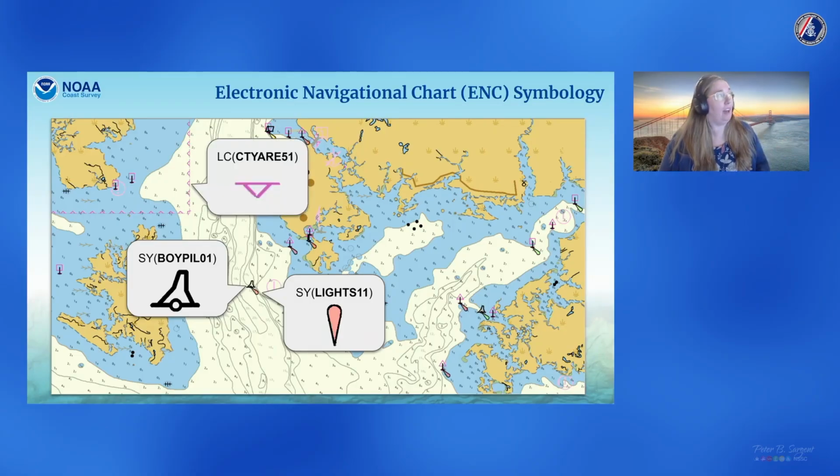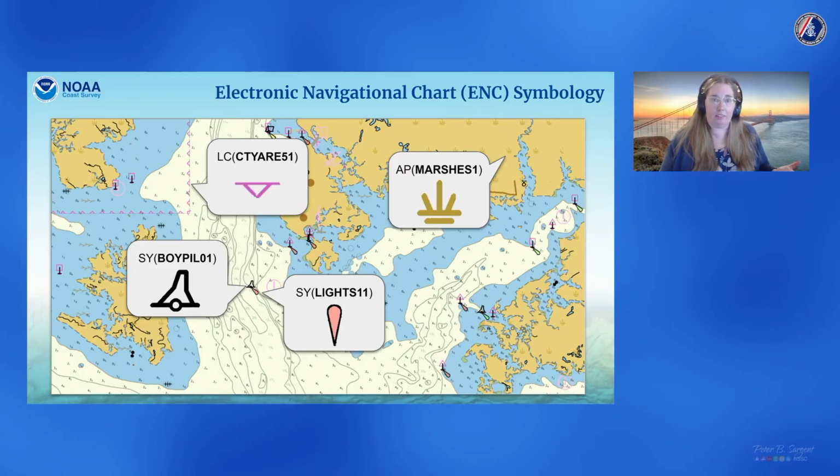You have line features, LC, which is line construction. And this line construction is for a military practice area that surrounds Bloodsworth Island. And then area patterns. This is a marsh. There are marshes in this area. And so the ENC depicts marsh areas as a line pattern with a marsh symbol.